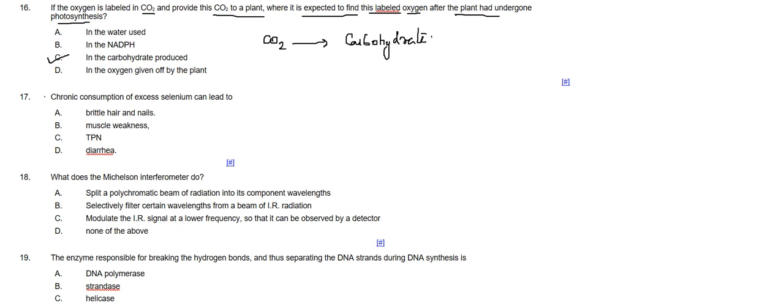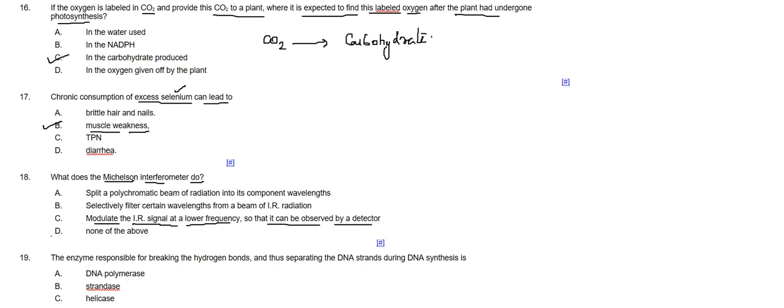Then question number 17, chronic consumption of excess selenium can lead to. When selenium is taken in excess, it causes muscle weakness. Next, what does Michelson interferometer do? The role is, it modulates the IR signal at lower frequency so that it can be observed by a detector. Okay, it is modulating the IR signal at lower frequency.